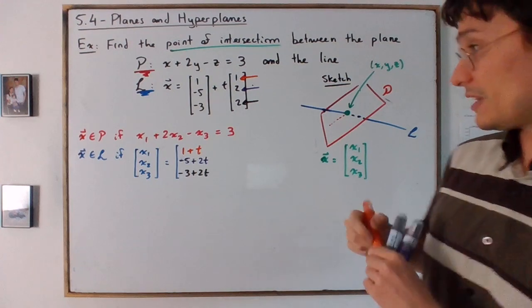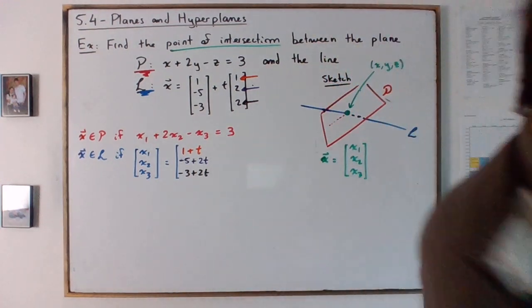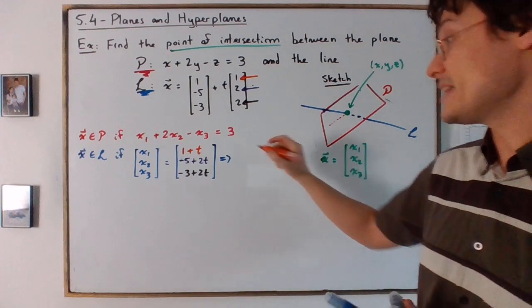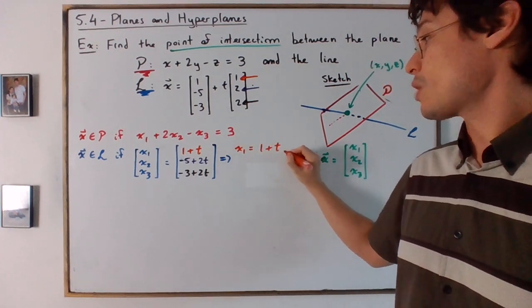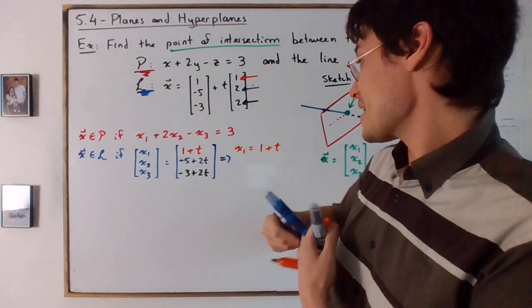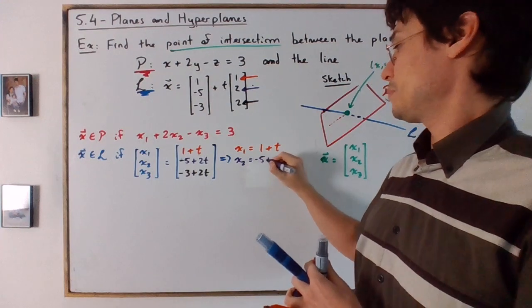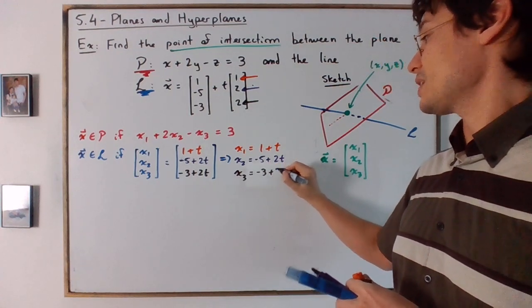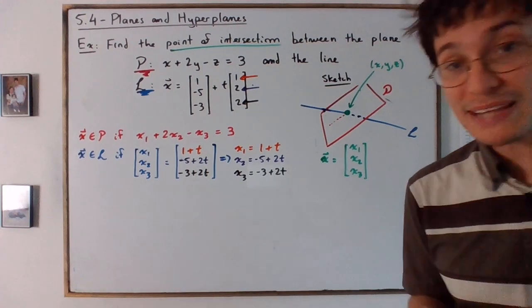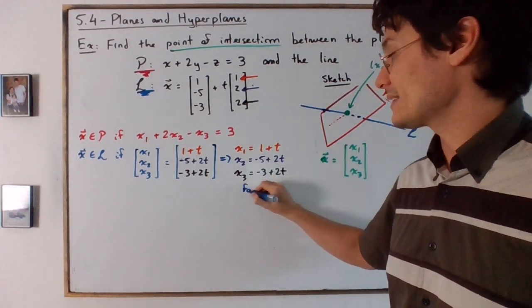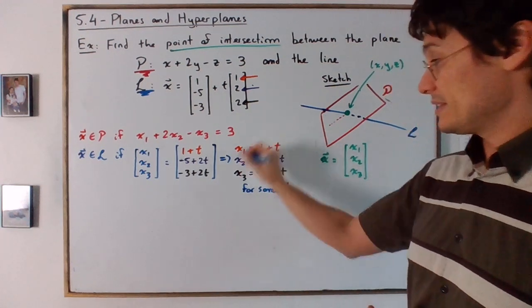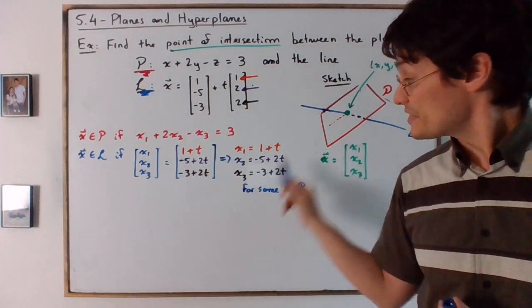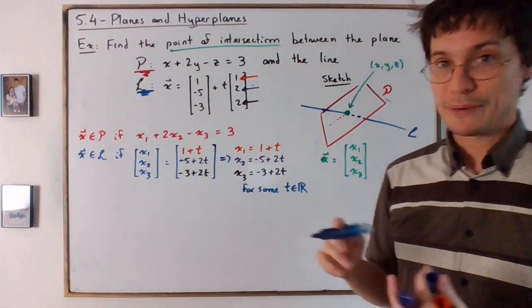So x will be part of the line if x1... actually, let's now transfer this into three equations in x1, x2, and x3. So x1 is 1 plus t, x2 is negative 5 plus 2t, and x3 is equal to negative 3 plus 2t for some t, right? Remember that as long as there's one value of t for which this works, then the point is on the line. So what are we going to do? We're going to substitute this inside the equation of the plane.